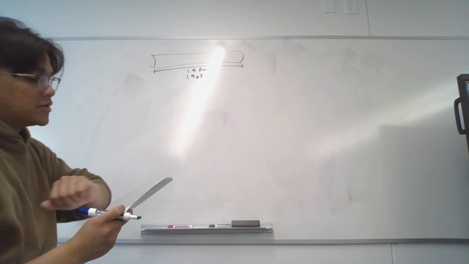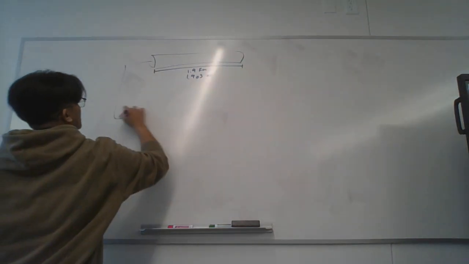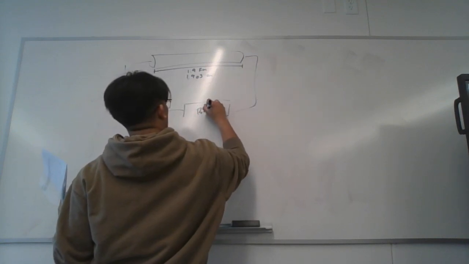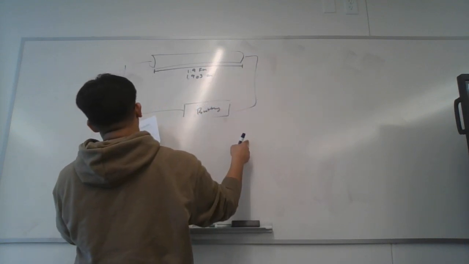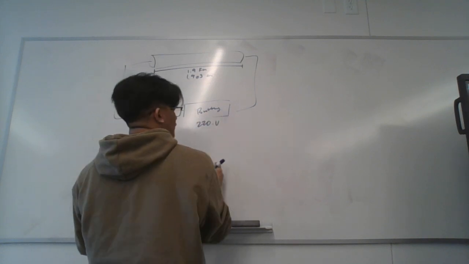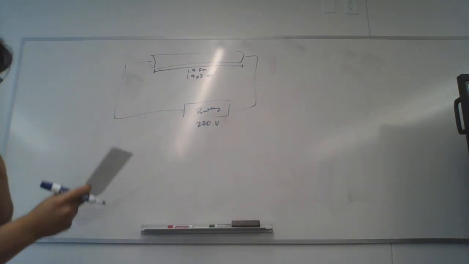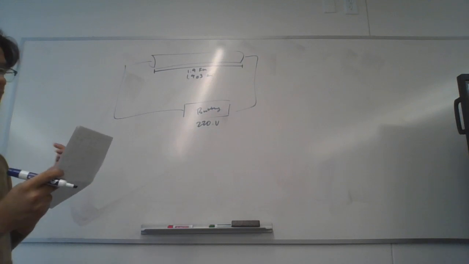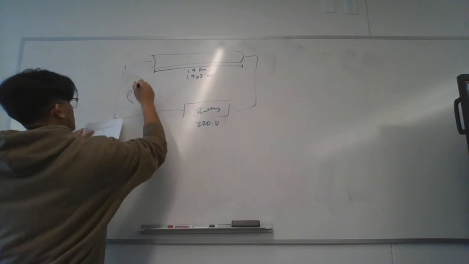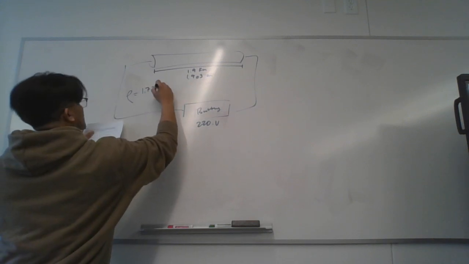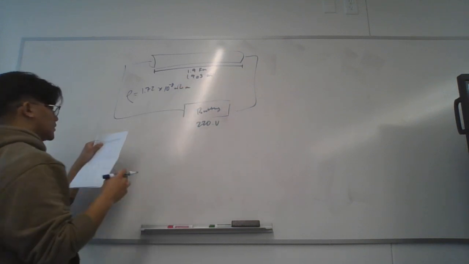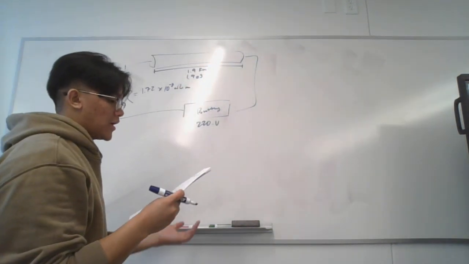And then across the 220, we'll say that the big battery is over here. The potential difference is 220 volts. And then the resistivity of copper, rho, is equal to 1.72 times 10 to the negative 8 ohm meter. What should the diameter of the cable be?